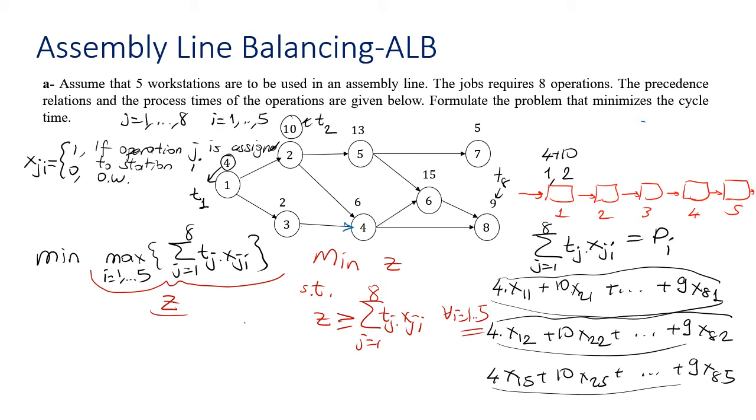So it simply says that I am trying to minimize this z, which represents the maximum processing time, and this maximum processing time should be greater than or equal to the processing time of all workstations. There are 5 workstations, and this largest processing time should be greater than or equal to each one of them. And here we used z, but what does z represent? Z represents the cycle time.